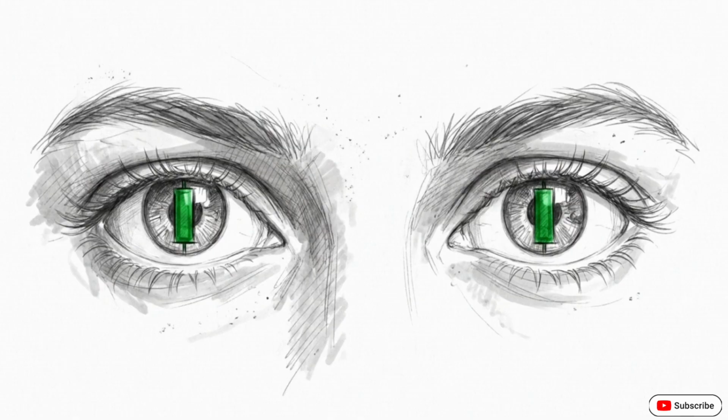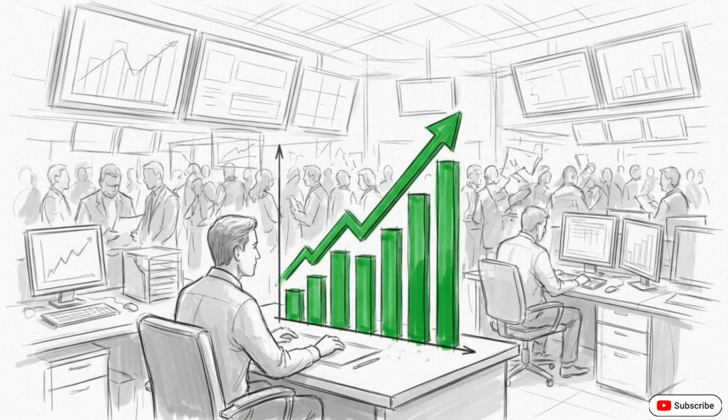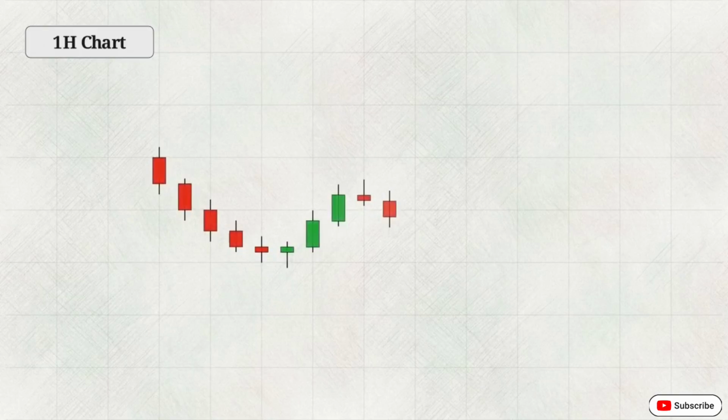This closure sets your directional rule. A bullish Type A means you hunt exclusively for buys. A bearish Type A means you hunt exclusively for sells. Establishing this daily bias ensures you are trading in sync with the higher timeframe momentum, filtering out counter-trend setups before the session even begins. With the bias set, we move to the 1-hour chart.